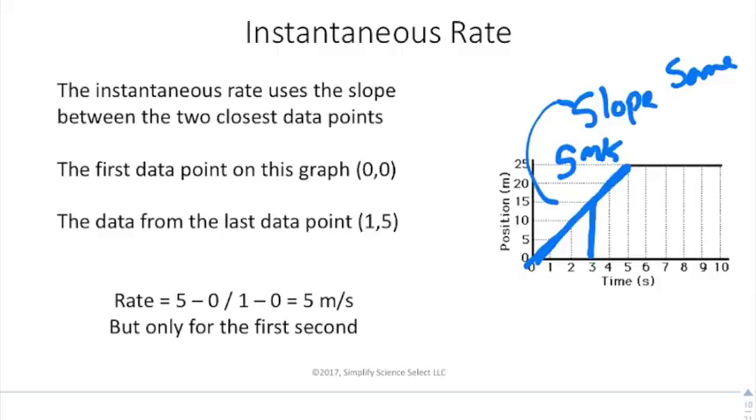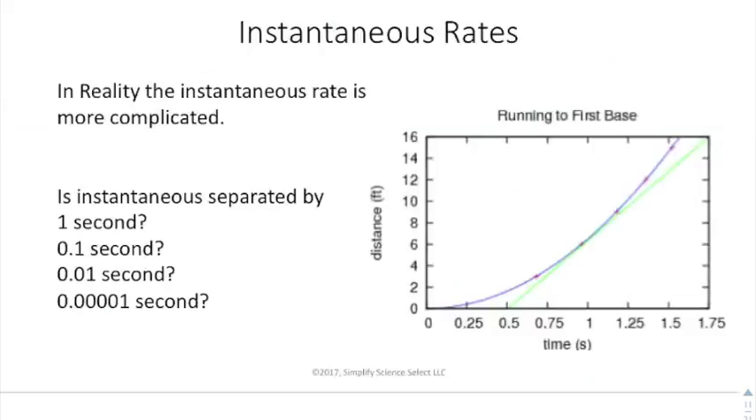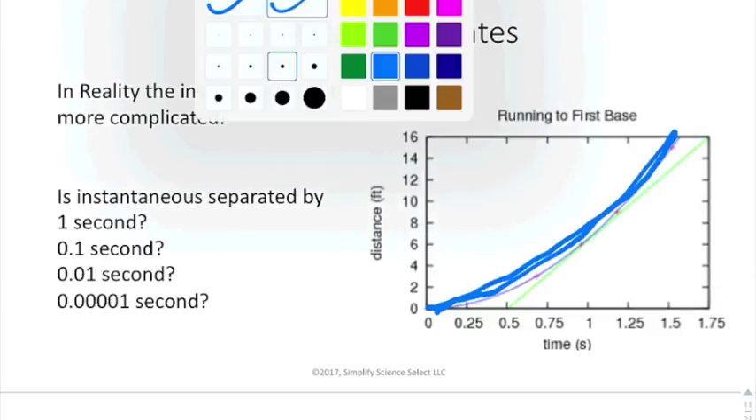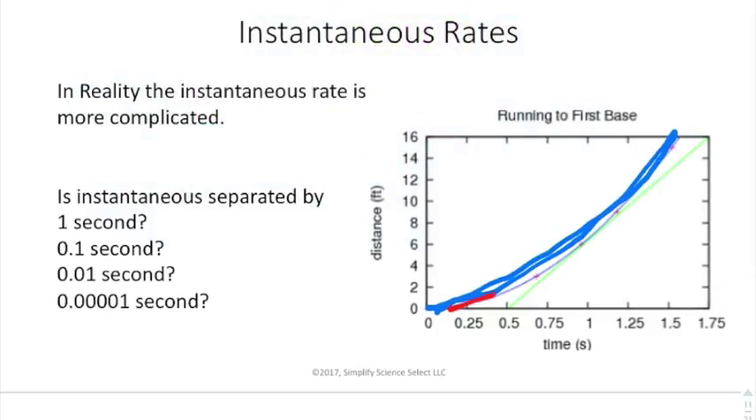That's going to be very different if you have a curve, which is what we're getting into now. In reality, the instantaneous rate is much more complicated. For example, when you have a curved line like you have here, the slope is continually changing. So if I were to try and draw the slope at this point, that's the slope, that's the slope, that's the slope, that's the slope. So the slope is continuously changing.